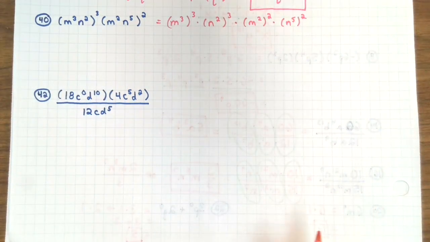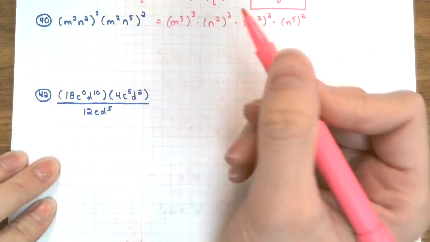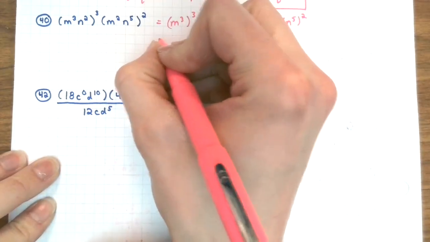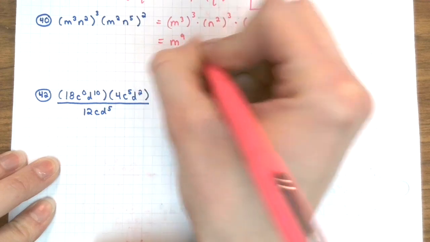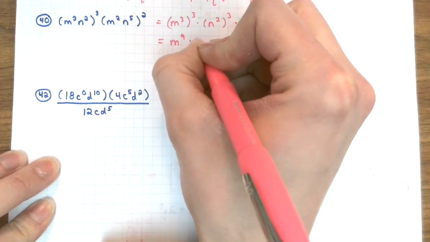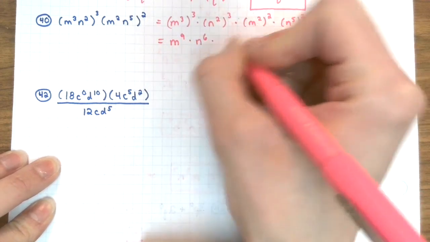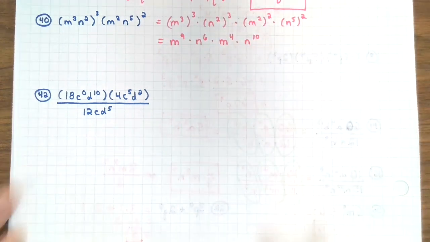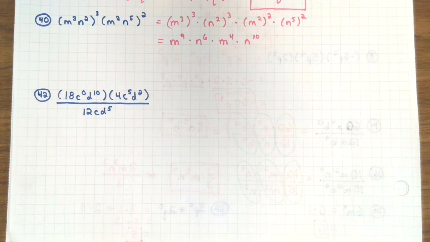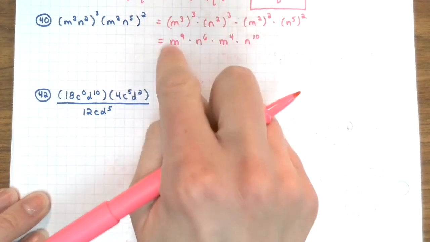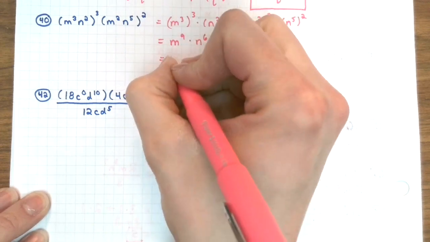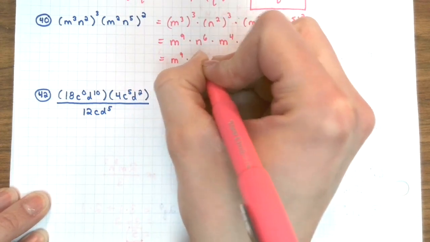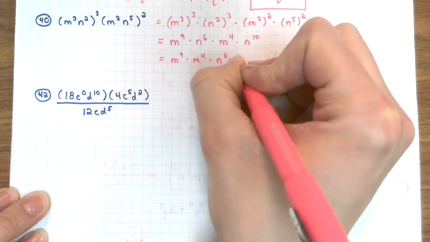Now we're going to use the power to power rule. Now we're going to multiply our exponents. That's what the power to power rule says. So this is going to be m to the ninth times n to the sixth times m to the fourth times n to the 10th. Just like before, we'll take the time to rewrite this so that our bases that are the same are next to each other. So we'll write this as m to the ninth times m to the fourth times n to the sixth times n to the 10th.